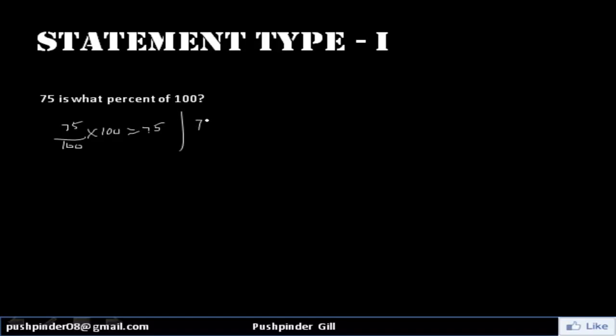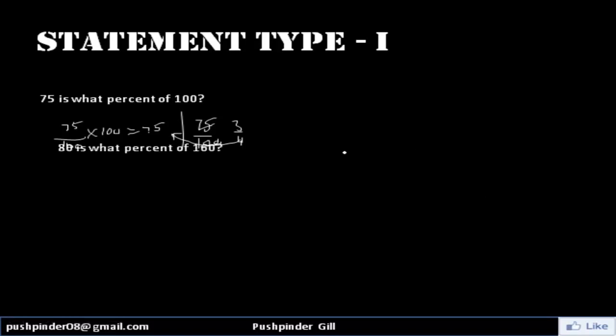Another way of doing that is by just doing it in your mind: 75 by 100, if I cut by 25, is equivalent to 3 by 4, and 3 by 4 is automatically equivalent to 75%. So this is something that you can easily do, right? So this is one type of percent.